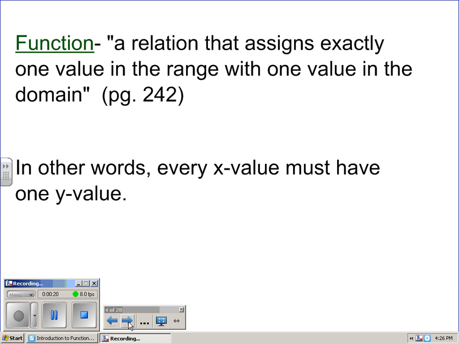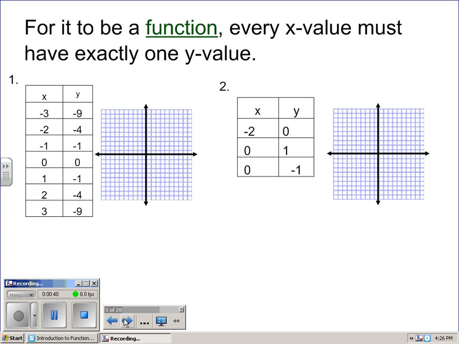A function is a type of relation. It's a type of relation that assigns exactly one value in the range with one value in the domain. So basically, a lot of people will say, for every x value, there can be one and only one y value. Let's look at some examples.